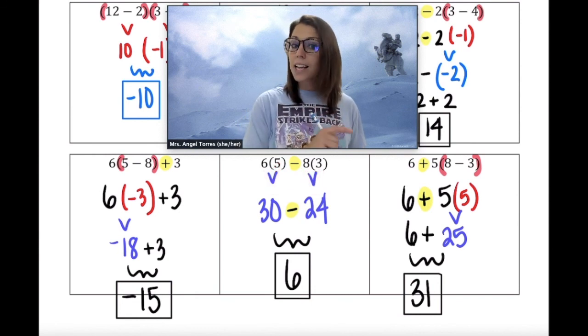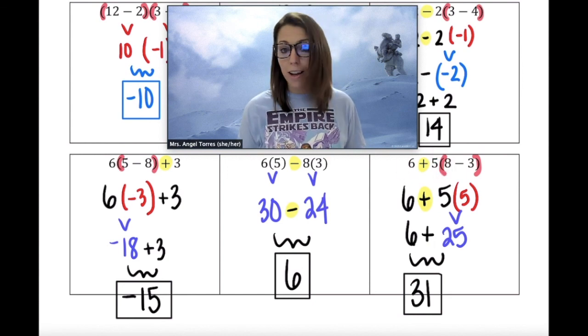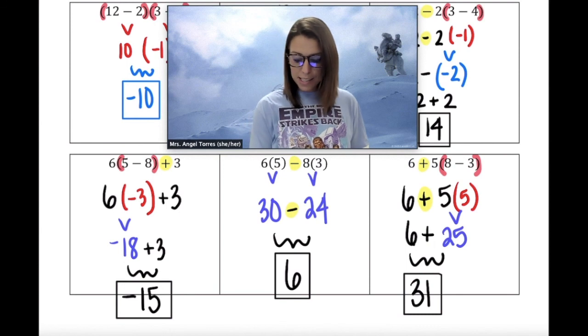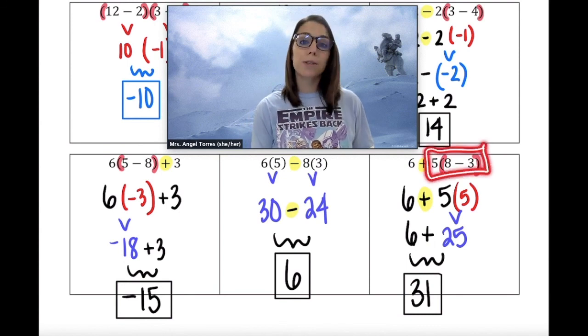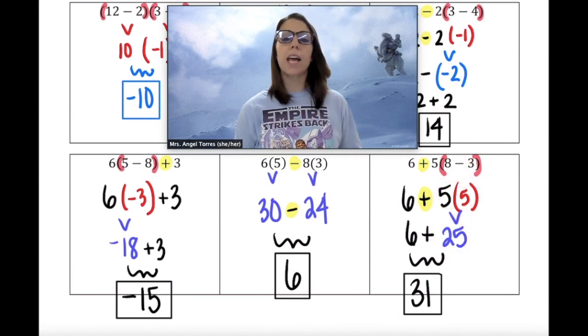Our last one again, there's no parentheses around that 6 plus 5, which means we are not doing that math first. This is 6 plus 5 times the group of 8 minus 3. 8 minus 3 is 5. 5 times 5 is 25. When added together, we have 31.